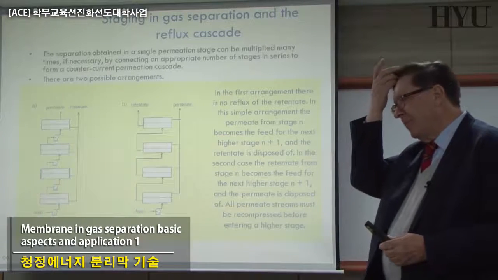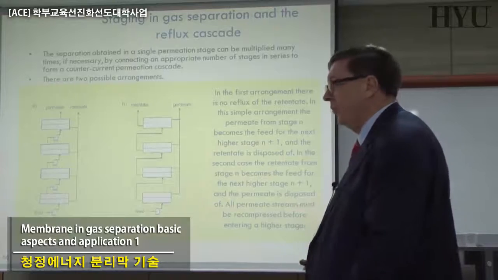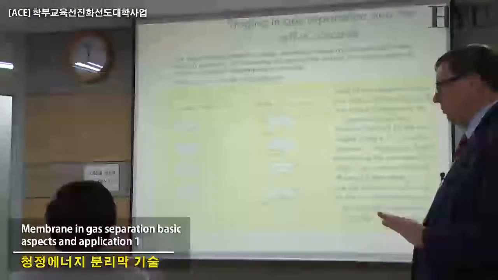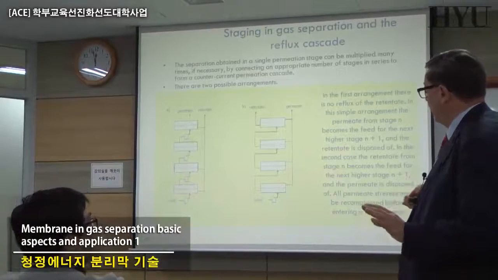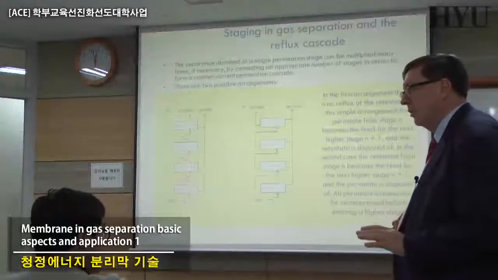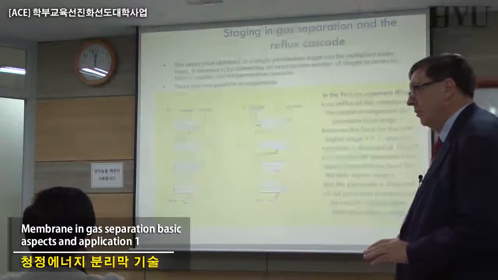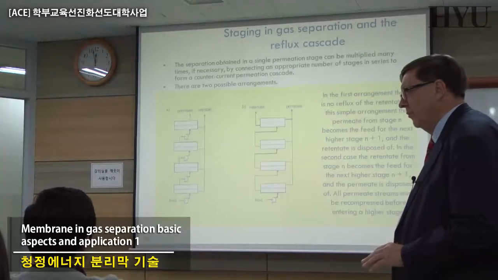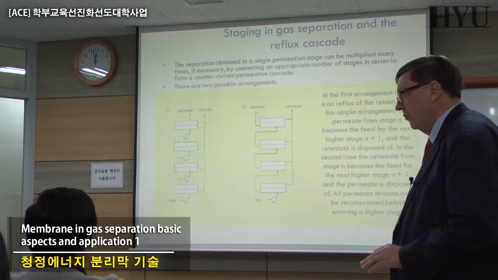Isn't that number B basically the same thing as a long membrane? Well, at this moment, the membranes are the same length. Right, so the retentate from the first membrane goes into the second membrane, so that's the same thing as having a long membrane, right? A membrane module twice as long will have the same effect.